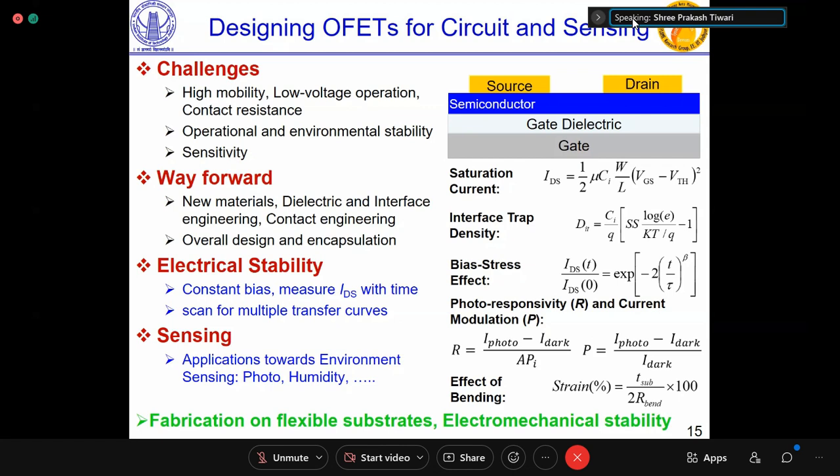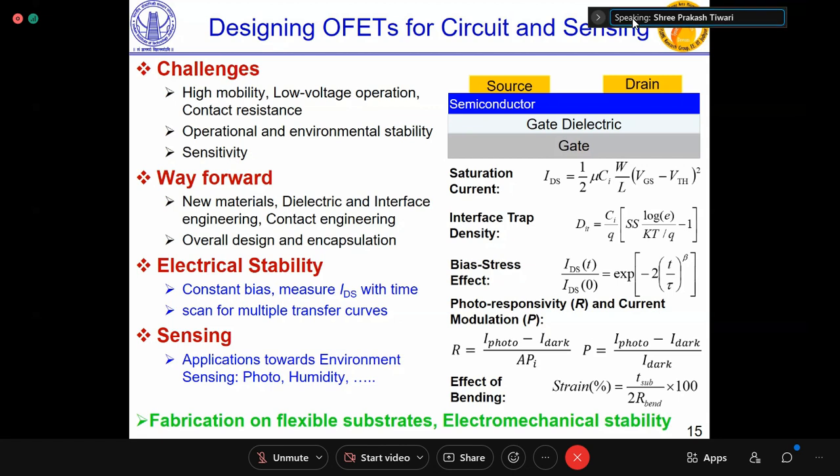But then what is this bias trace? You say constant bias you apply at a particular fixed gate and drain voltage, and you measure IDS with time. Okay, and that model we are talking about. Then what is multiple transfer curves? You just try to characterize the device multiple times, you switch off and switch on, and you just record the whole transfer characteristic. Now for sensing, what do you do?